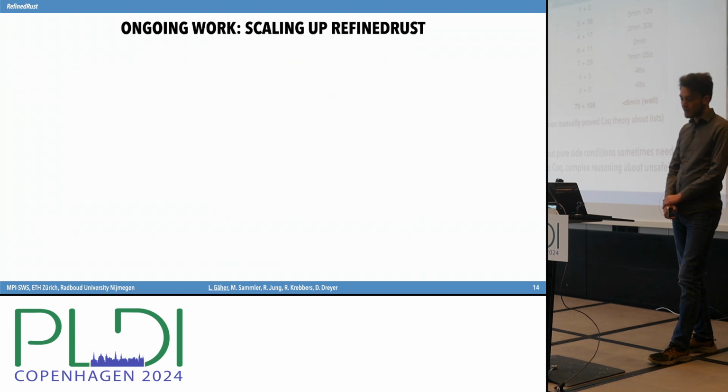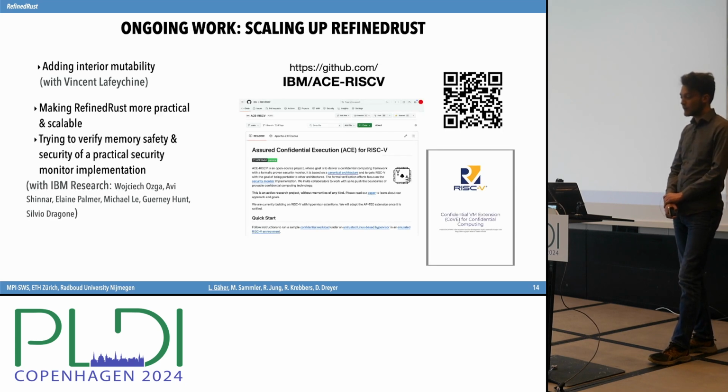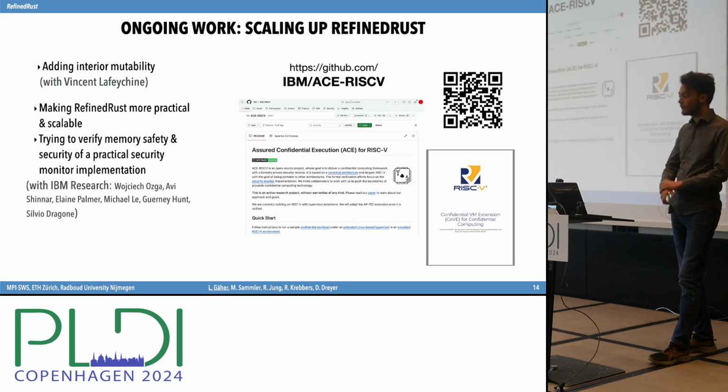Okay. So far, we've only looked at this small case study. So in ongoing work over the past few months, we've been working on applying RefinedRust to more things and scaling it up to be more practical. In one project, we're working on adding support for interior mutability. And together with folks from IBM Research, we are working towards verifying the memory safety and security of a practical security monitor implementation in safe and unsafe Rust, which is developed at IBM Research.